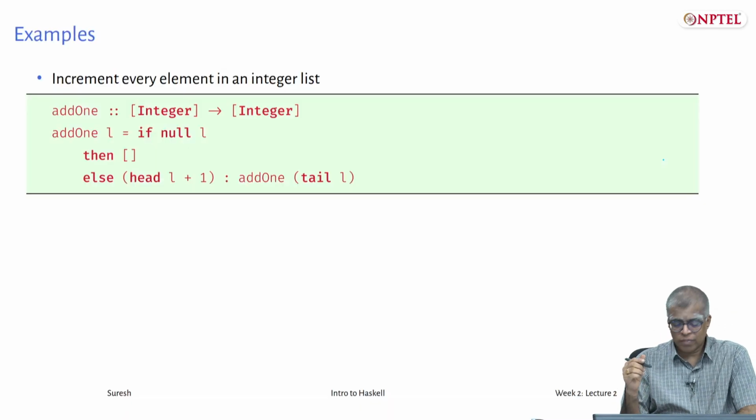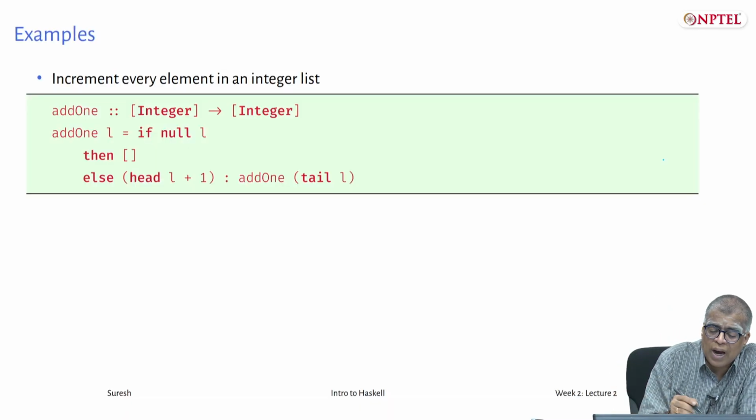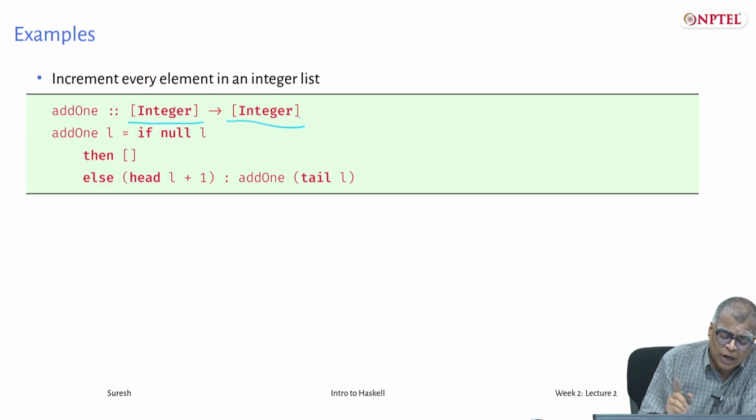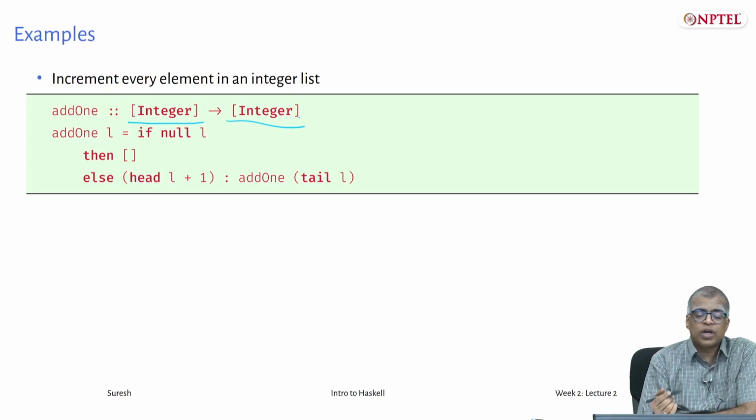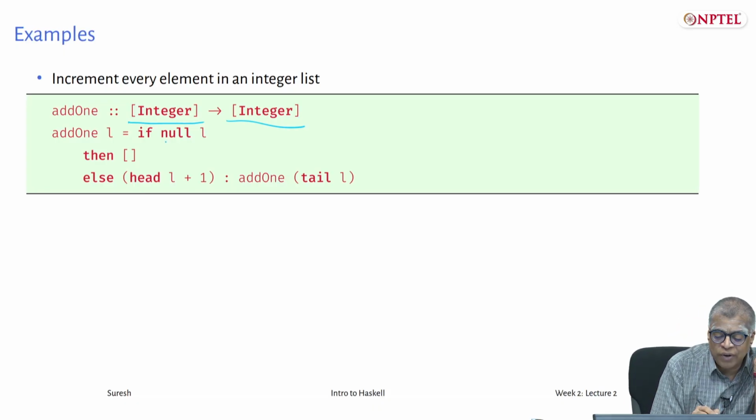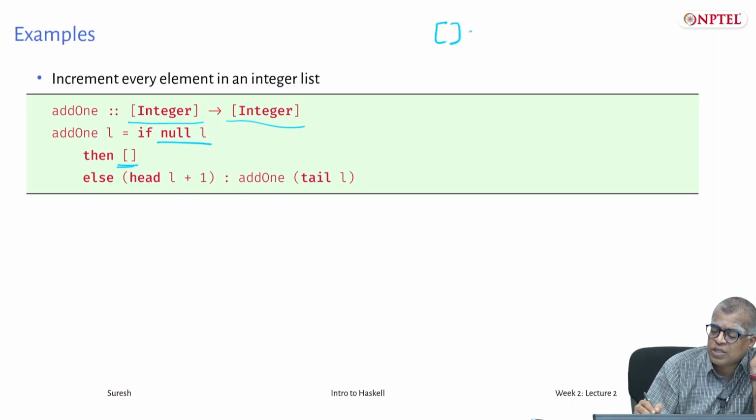So here is a function. I want to add 1 to every element of a list. I have an integer list which is my input. I want to produce an integer list which is the output. I want to add 1 to every element. So now that we know about null, head and tail, here is what you could do. If null l, then empty list, because adding 1 to every element of an empty list will still produce an empty list because there are no elements.